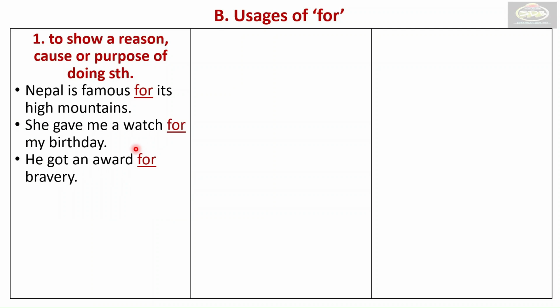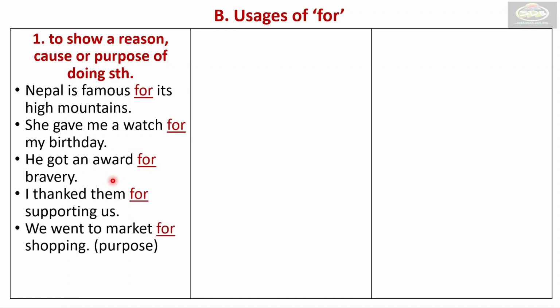Next, she gave me a watch for my birthday. He got an award for bravery. I thanked them for supporting us. We went to market for shopping. Why is something done? For some reason or for some purpose. And in these situations, we use for.